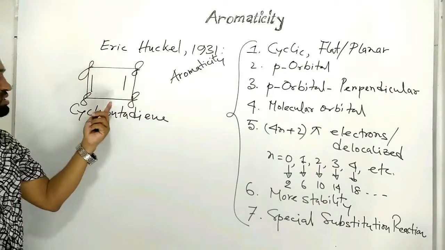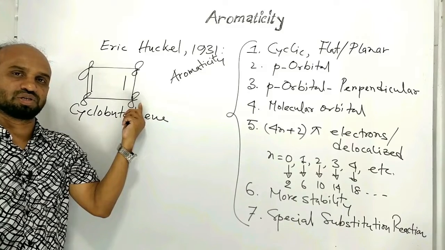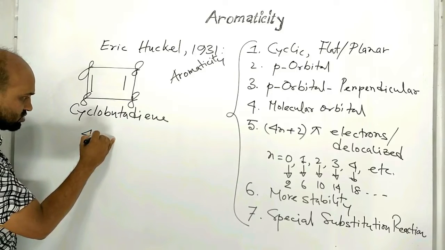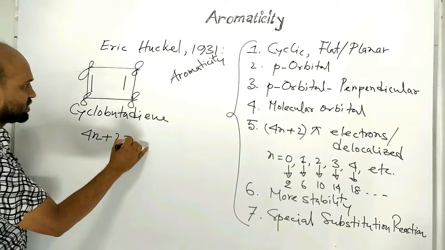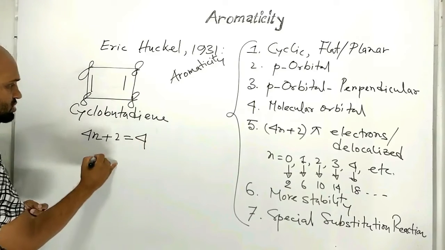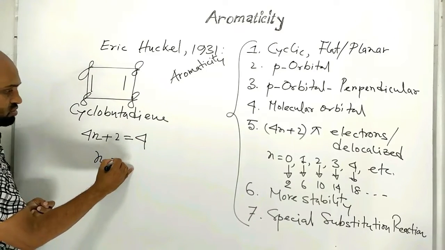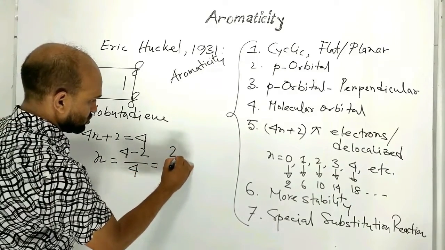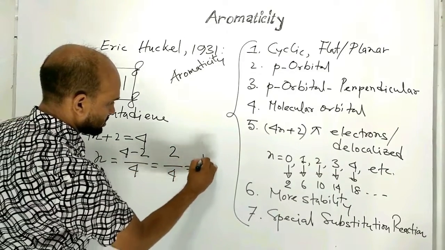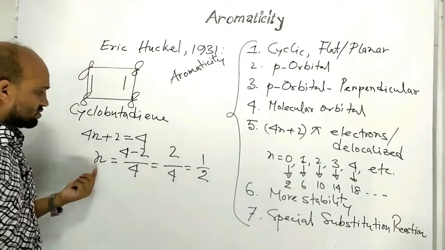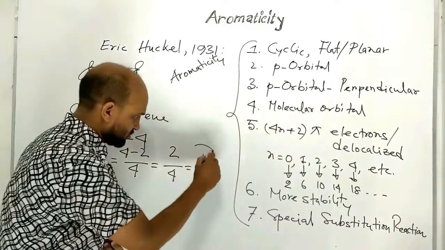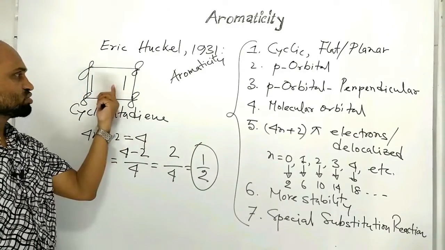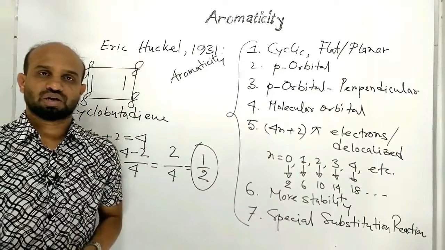Each member contains an unhybridized p orbital, but the number of delocalized pi electrons, 4n plus 2, pi electrons 2, 4. n is equal to (4 minus 2) divided by 4, 2 by 4, that is half. Here the value of n is fractional, not an integer. So cyclobutadiene is not an aromatic compound.